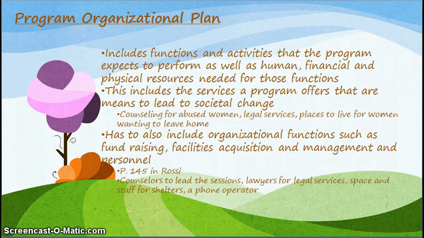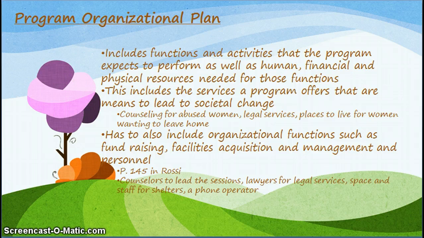So the organizational plan includes functions and activities that the program expects to perform, as well as human, financial, and physical resources it needs for those functions. For example, it includes services a program offers that are meant to lead to societal change. So if our services are counseling for abused women, or legal protection or legal counseling, providing women with places to live if a woman wants to leave home, those are our services, but they also need that human and financial and physical resource.